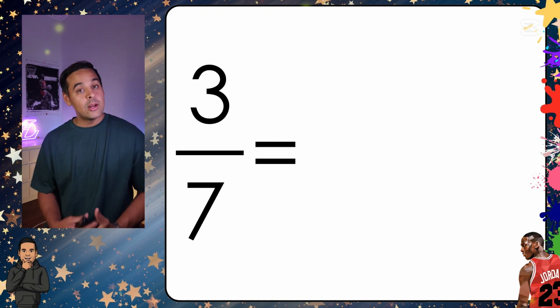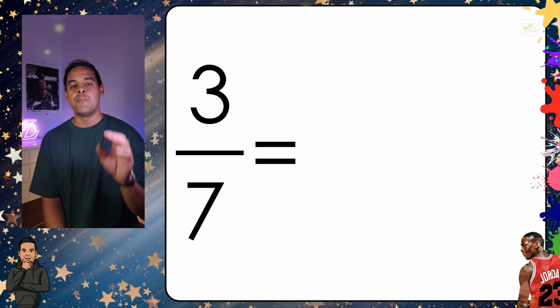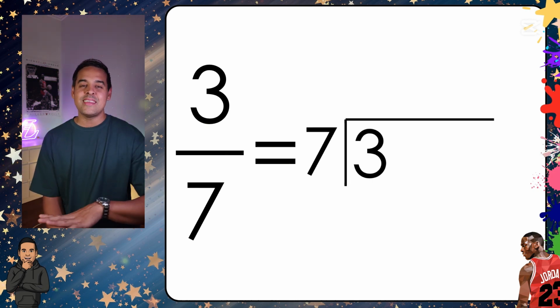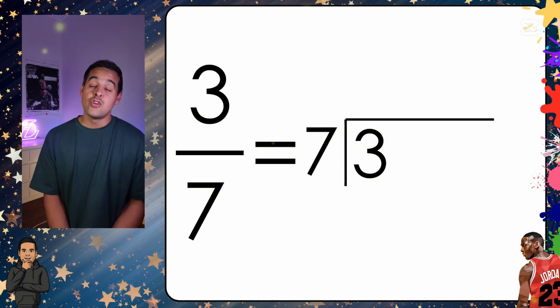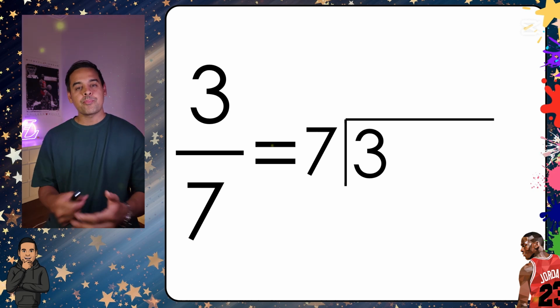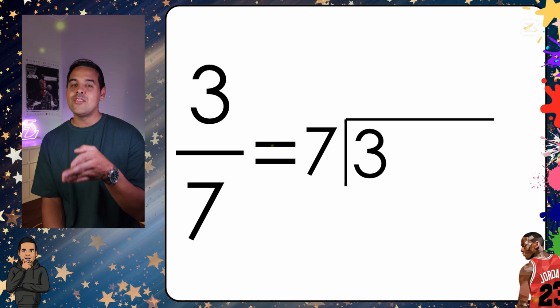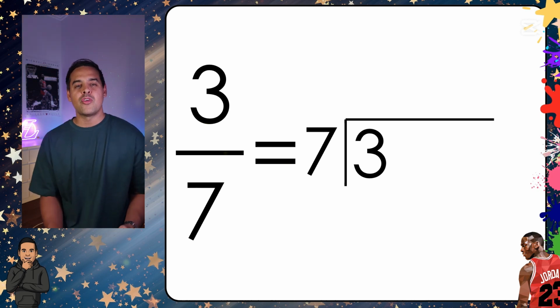Example 3. We have 3/7. Now this might be a little bit more tricky, but we're going to follow exactly the same process. So the first step, always put this into division algorithm with our denominator on the outside and our numerator on the inside. So how many 7s fit evenly into 3? Okay, so 3 divided by 7, you can't really do it.